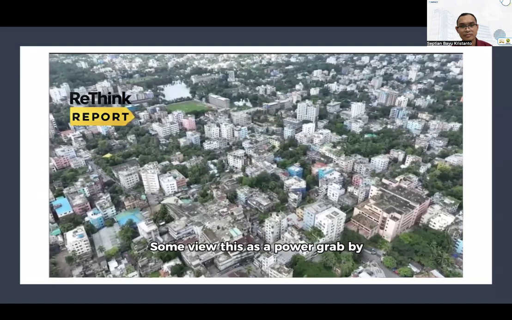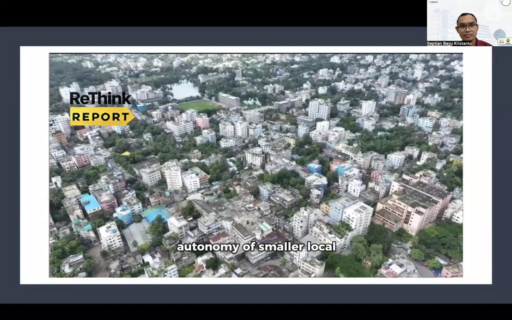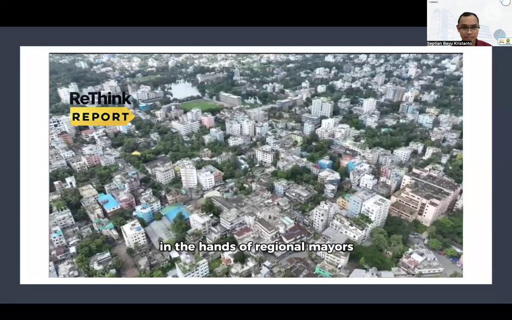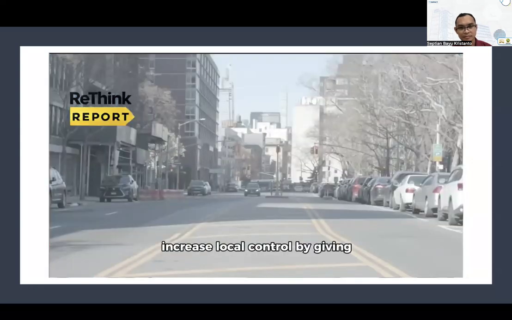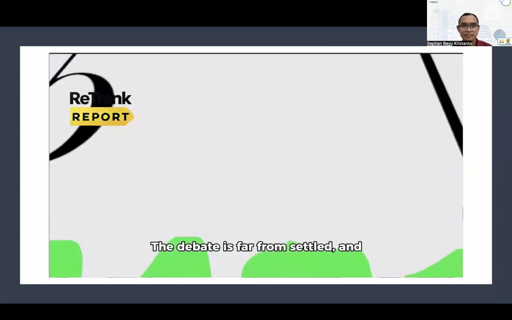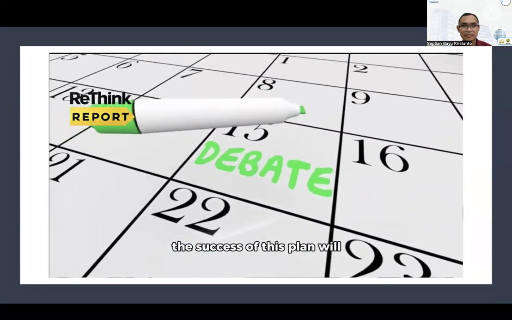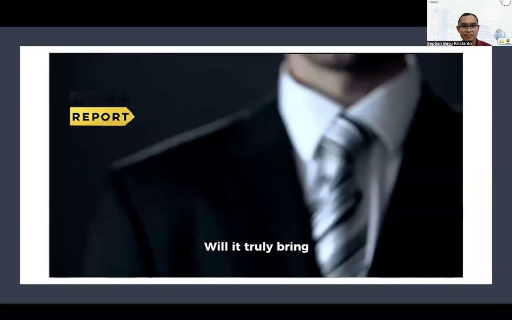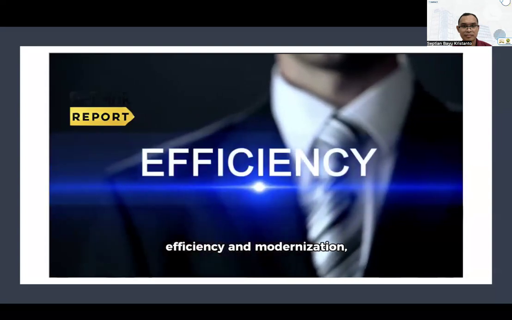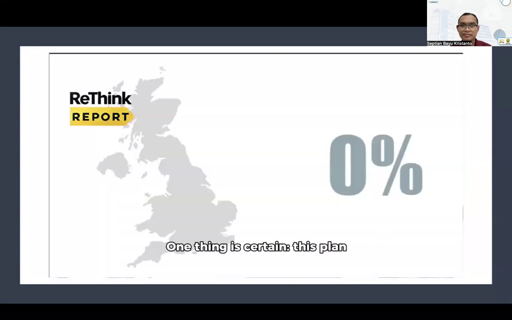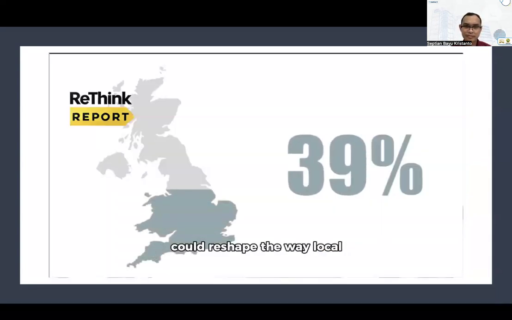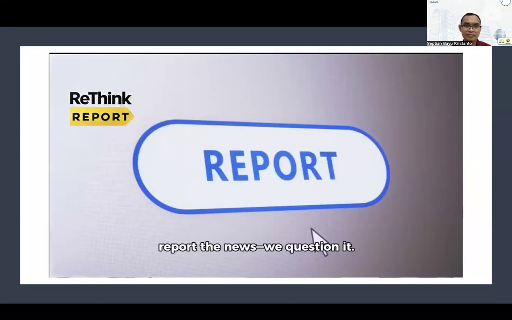Some view this as a power grab by central government, reducing the autonomy of smaller local councils and placing more control in the hands of regional mayors and larger authorities. Others argue that it could actually increase local control by giving mayors and council leaders more direct decision-making power. The debate is far from settled, and the success of this plan will depend on how it's implemented. Will it truly bring efficiency and modernization, or will it lead to greater costs, reduced representation, and declining services? One thing is certain, this plan could reshape the way local government operates in the UK for generations to come. The Rethink report doesn't just report the news, we question it.